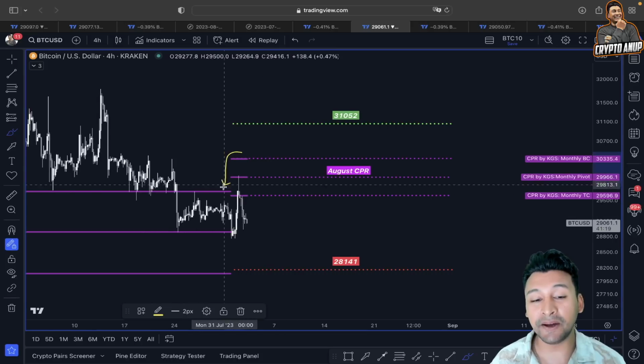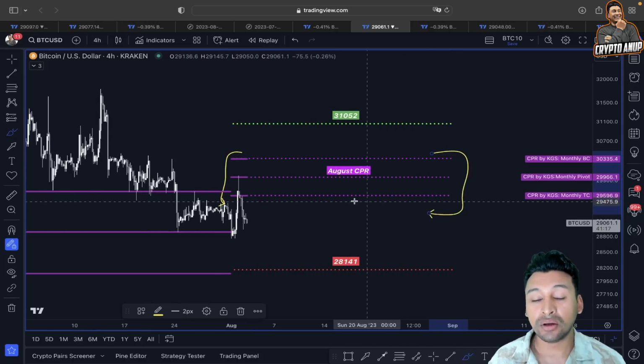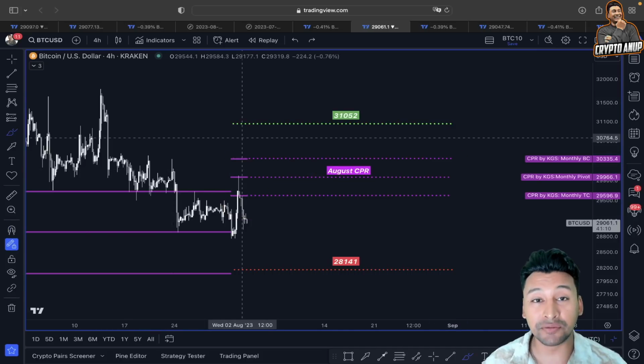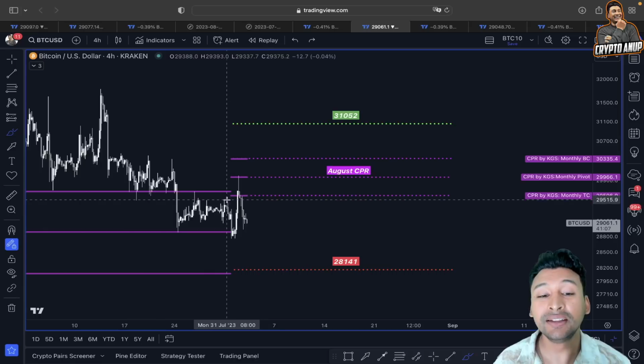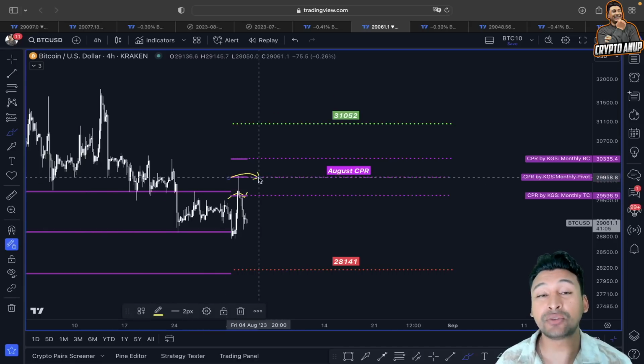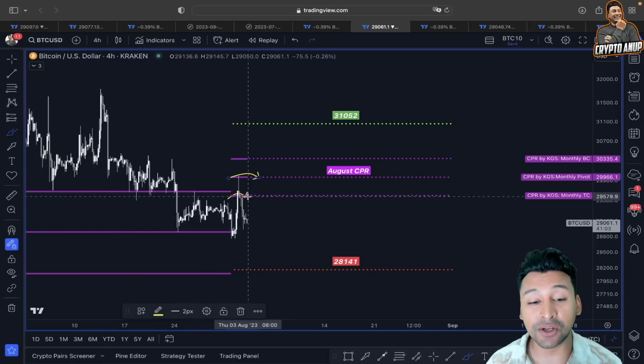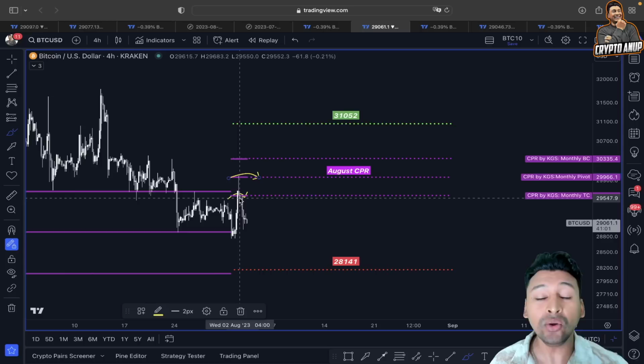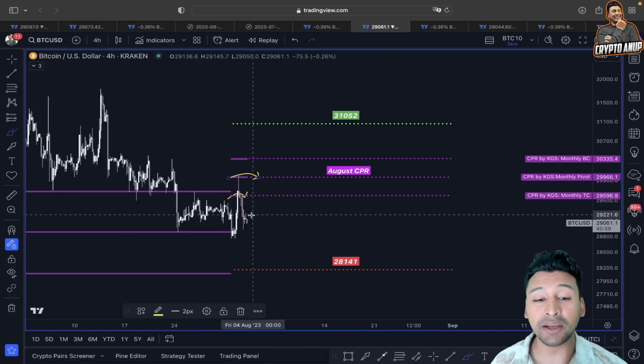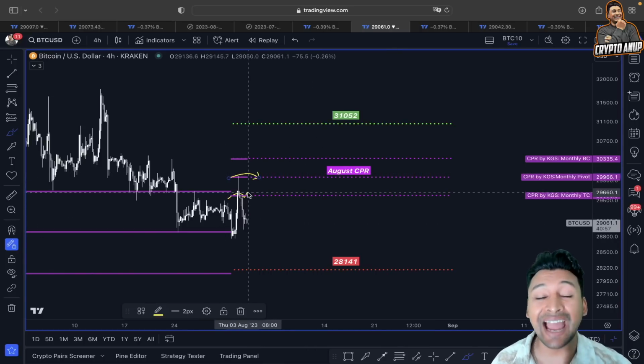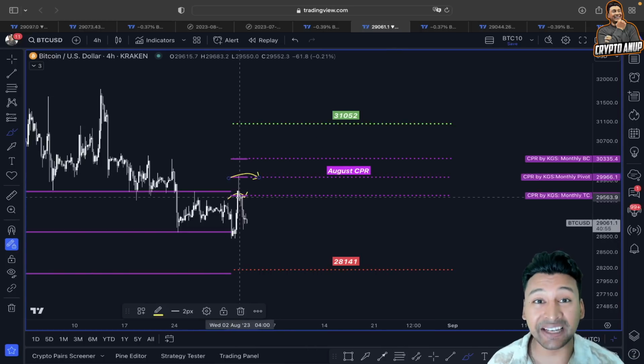Because ascending CPR only gets formed when the market is preparing for a new uptrend. In our case, this CPR line acted as a resistance, but I was very clear with you guys, because the price of Bitcoin opened below the CPR line, below the August CPR line. These lines aren't going to be acting as a support.